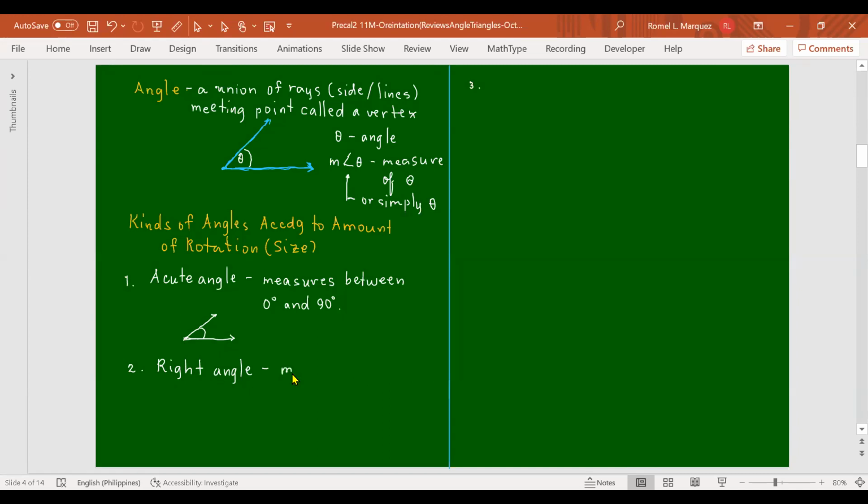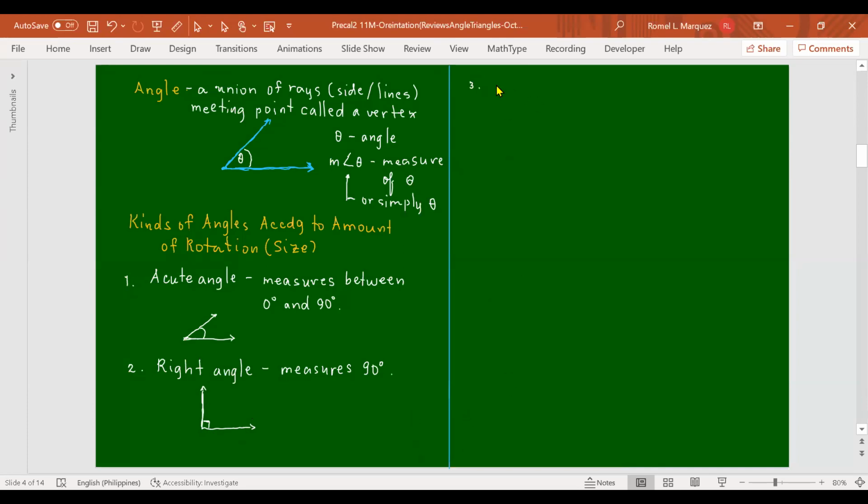So this measures between what? Between 90. It measures 90 degrees, right? So normally we have two perpendicular lines to represent a right angle. So we draw a small square here. So that is a 90-degree angle.